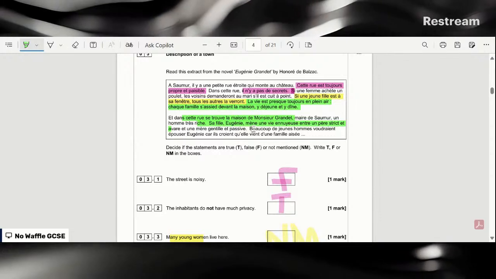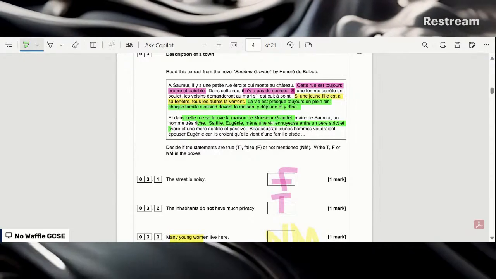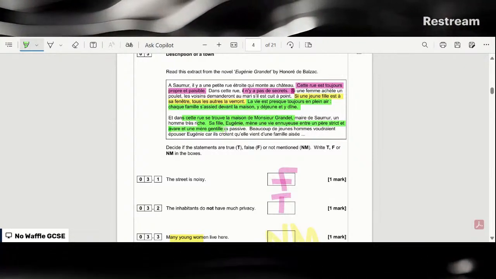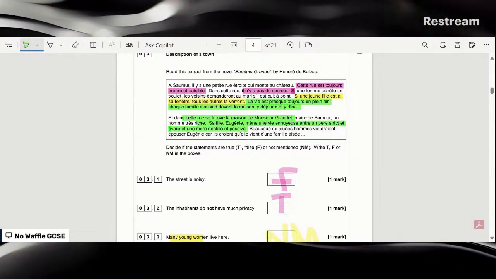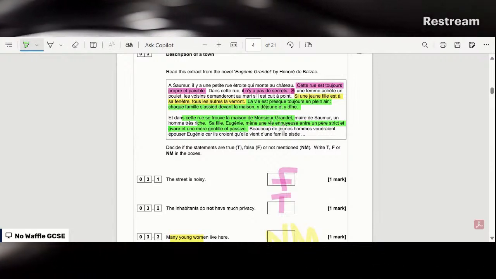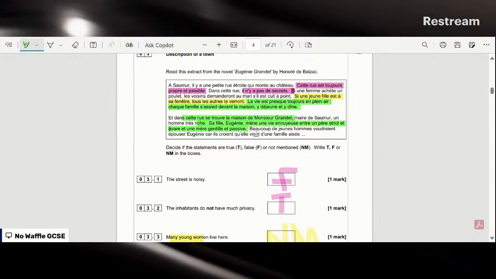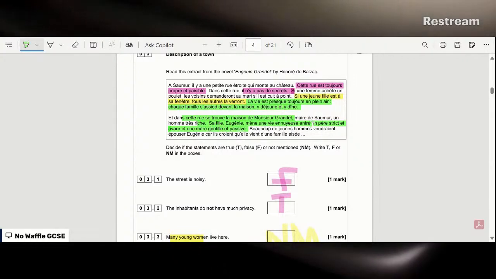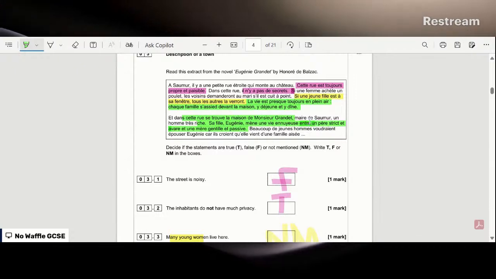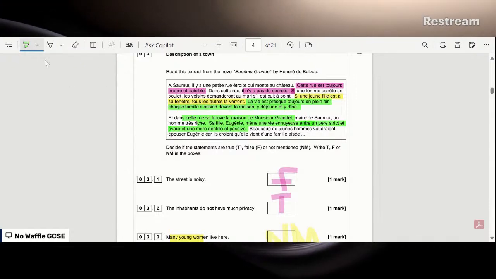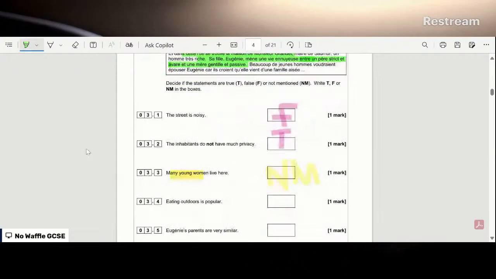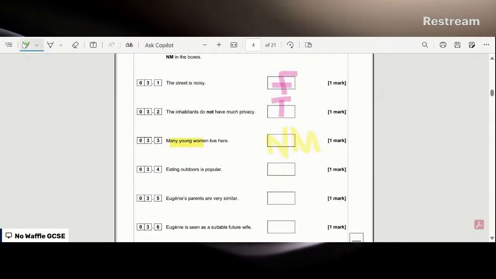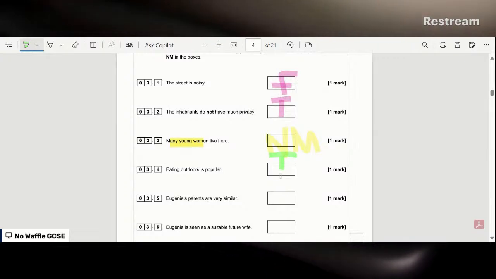Sa fille, his daughter, Eugénie, menait une vie ennuyeuse entre un père strict et sévère et une mère gentille et passive. So she has a very annoying life between a very strict father and a very gentle and kind mother. So entre, that's a common word that's given in French, so make sure you know that. But looking at what we're being asked about, eating outdoors is popular. Sorry, we just surpassed that. So that's true. Every family sits outside and eats.